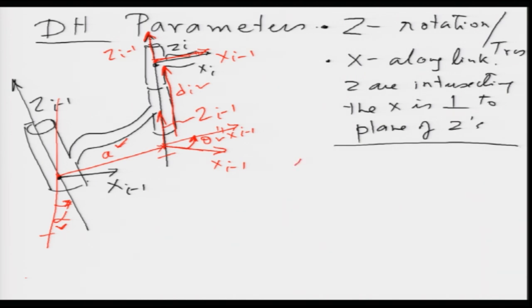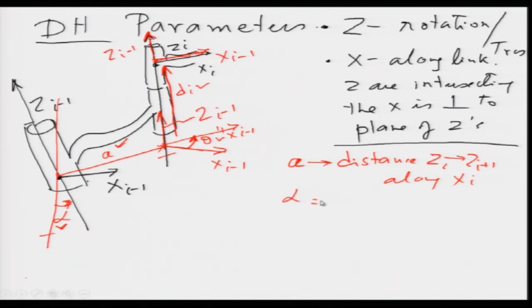The first parameter is a. So a is what we call the link length, or it is the distance between zi minus 1 to zi, zi to zi plus 1. It is measured along xi. So this is also called the link length. The next parameter is alpha.